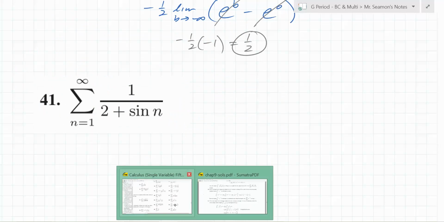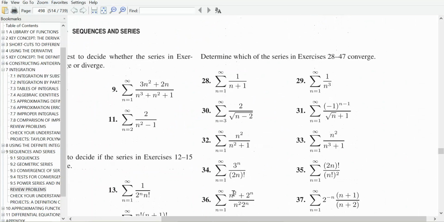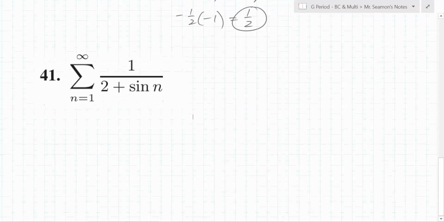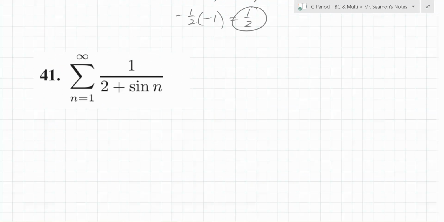Now, first of all, what is this question asking us to do? It says, determine whether the series converge or diverge. The thing that makes this a little harder is they're not telling you which method to use. On all the other ones, they tell you what method to use. So this is n going from 1 to infinity. Before we decide what method to use, let's just think about what we know.